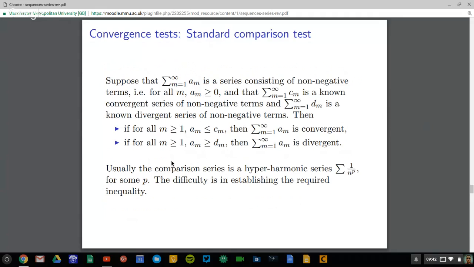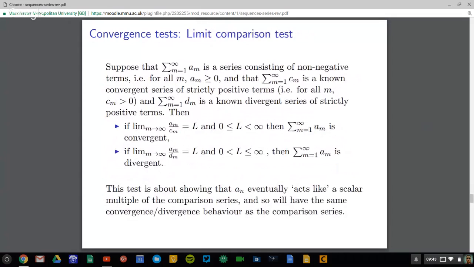I think I say on the next slide or the one after it how you figure out which one to use it for. So we have a sister test to that called the limit comparison test. The limit comparison test actually tends to be the easier one to use, I feel. And that's where you're not trying to establish an inequality between a_m and c_m or a_m and d_m. Instead, you're forming the ratio a_m divided by c_m or a_m divided by d_m and taking its limit.